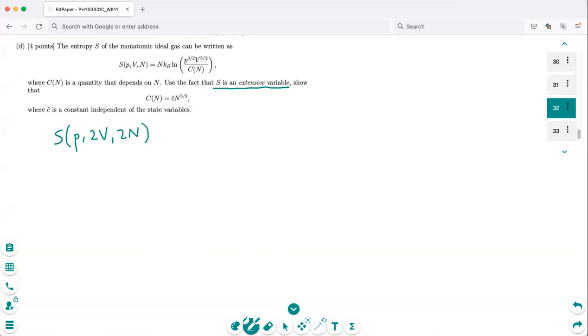Okay, so if I do it this way, what happens? What happens is I will also double the entropy. So this will be the original copy, and if I make the system size double, then the entropy has to double. So this is the key equation that you need to realize, and the rest is kind of simple.